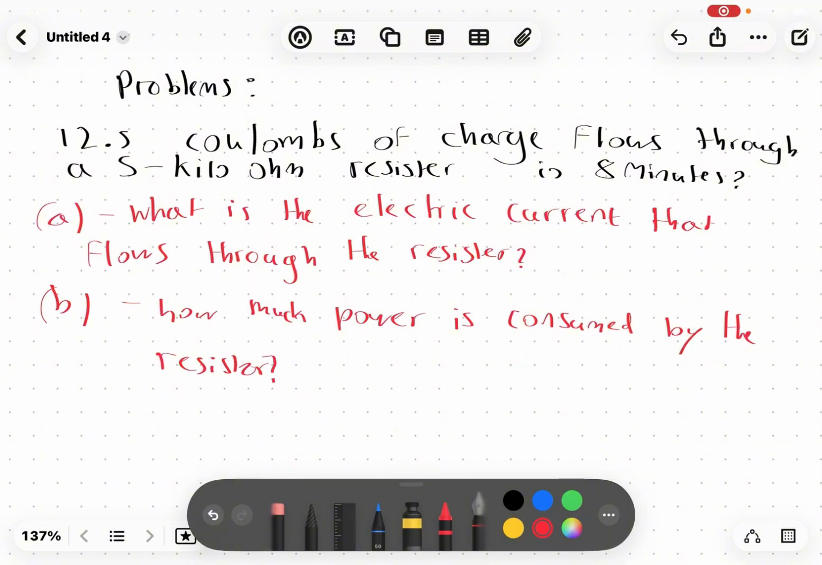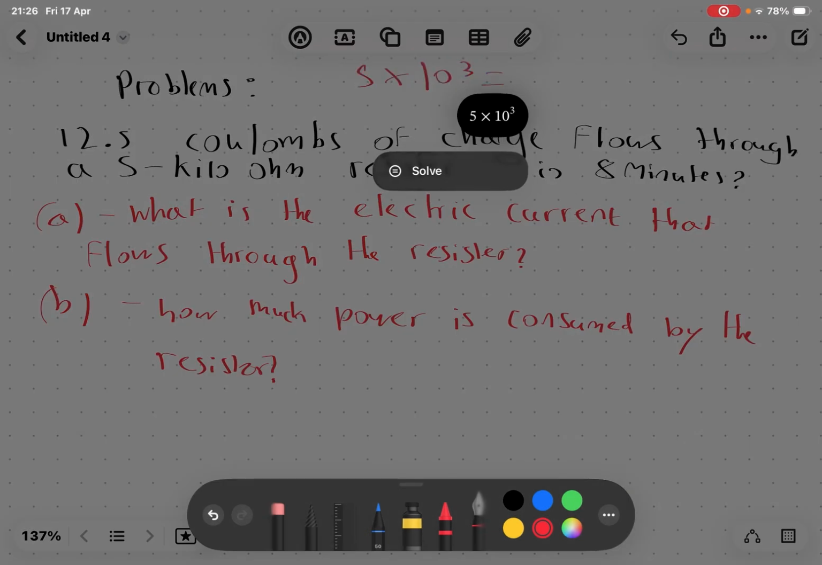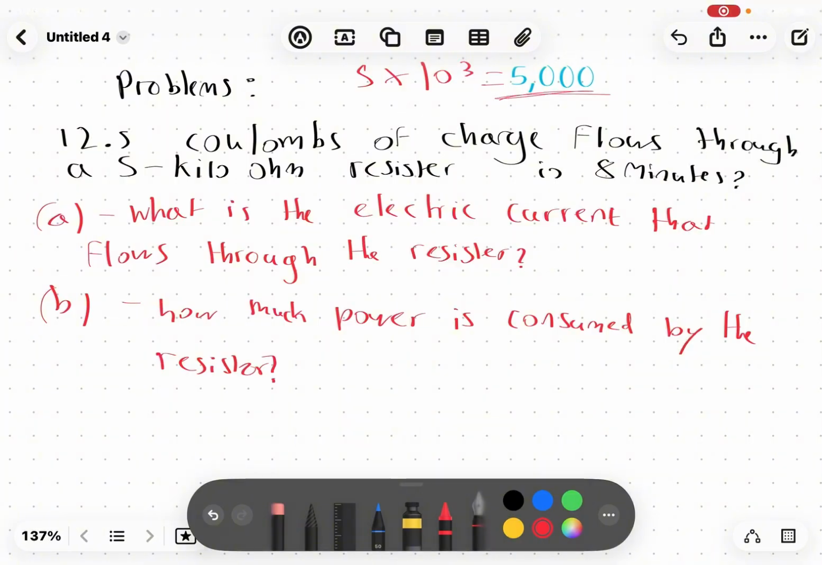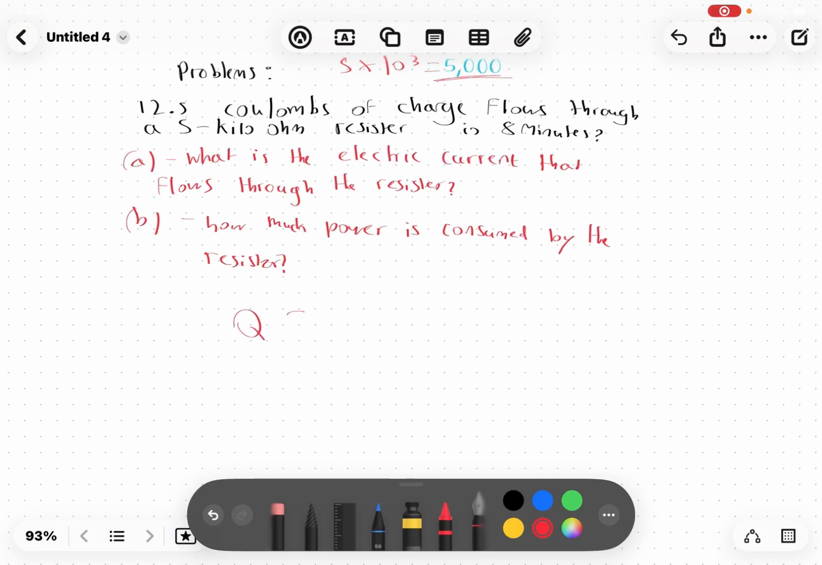Last question is 12.5 coulombs of charge flows through a 5 kilo-ohm resistor in 8 minutes. This time we have something different. So 5 kilo, we had this before, so 5 times 10 to the power 3, because kilo is 10 to the power 3, so that's a 5,000 ohm resistor. And our first question is, what is the electric current that flows through the resistor? Current equals charge divided by the time, so we have to focus more on the time.